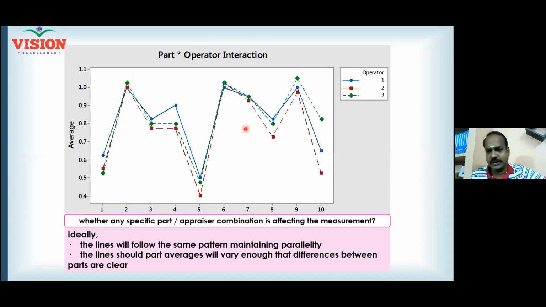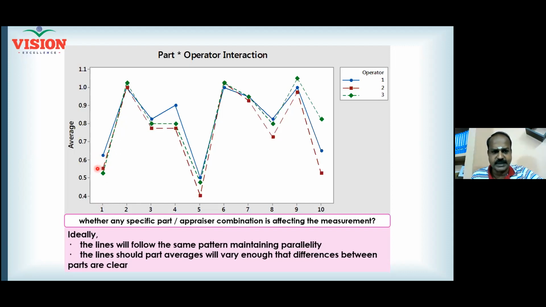So now finally, operator-part interaction. Interaction is a new concept which we will discuss in more depth in ANOVA and DOE. Ideally, see here, operator 1 is indicated in one color, maybe blue. Operator 2 in red, operator 3 in green. For part number 1, operator 1 gave 3 readings. Take the average of the 3. That is this point. Operator 2 also gave 3 readings.